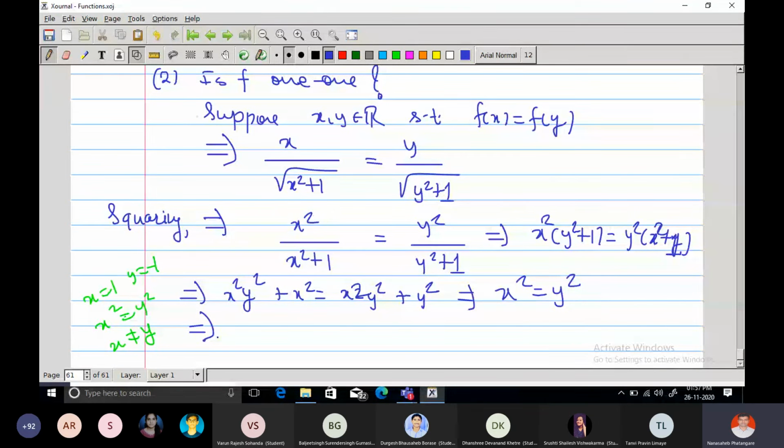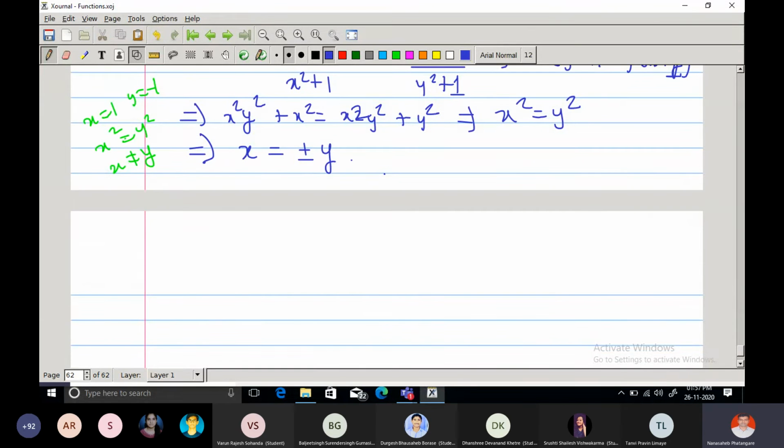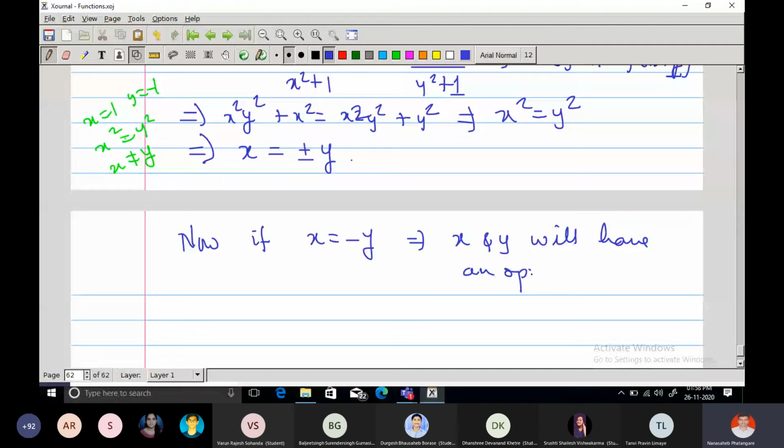So x is equal to plus or minus y. If x is equal to plus y, we are done. But now if x is equal to minus y, that means x and y will have opposite signs. Right?